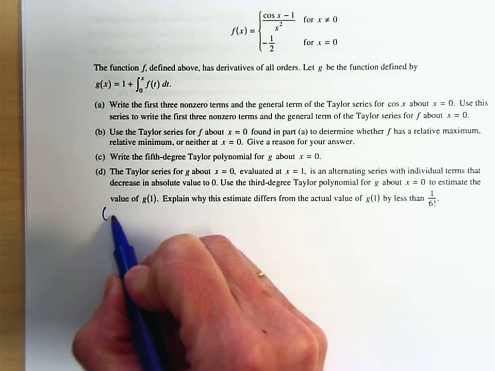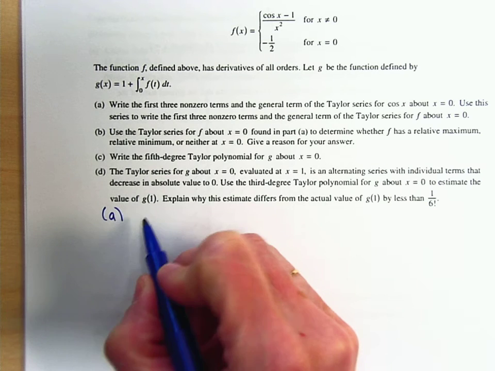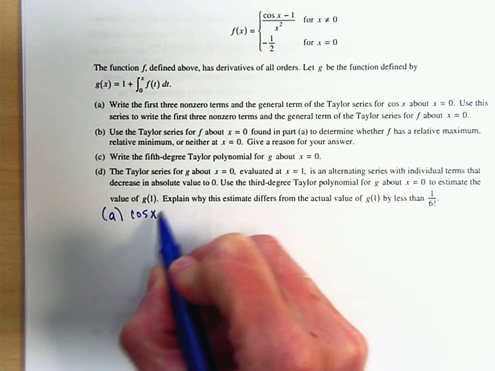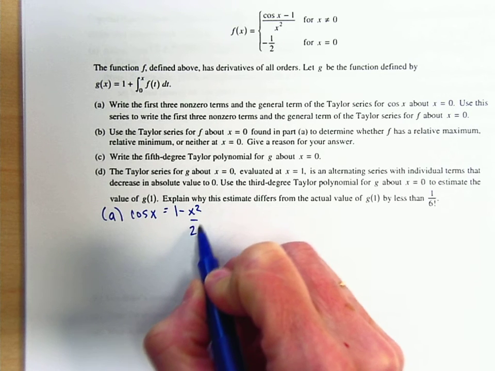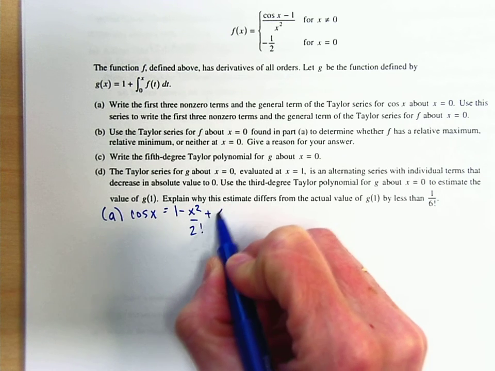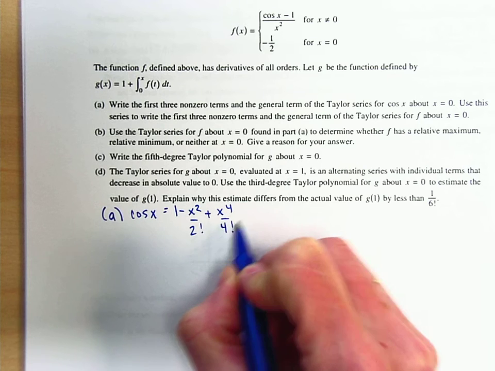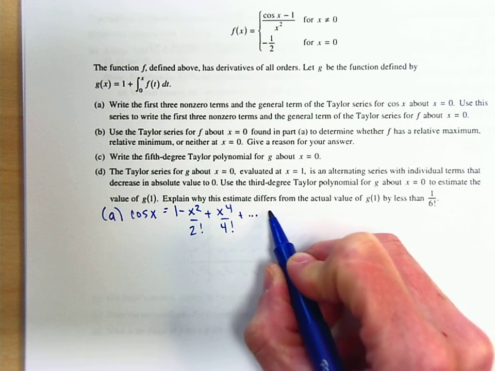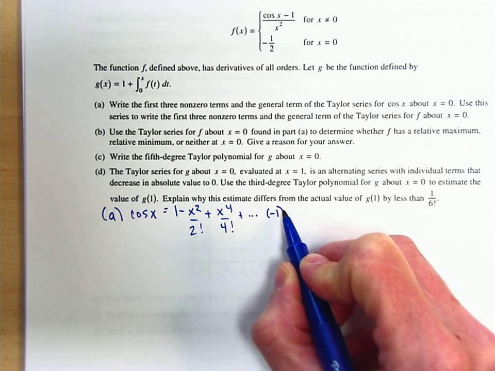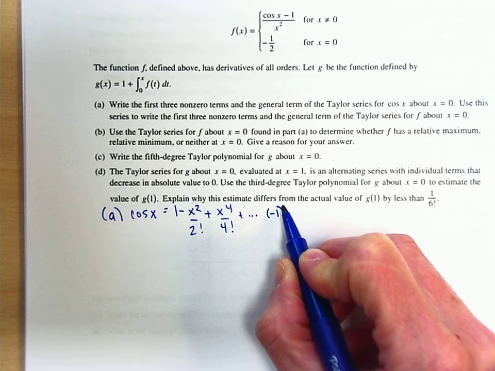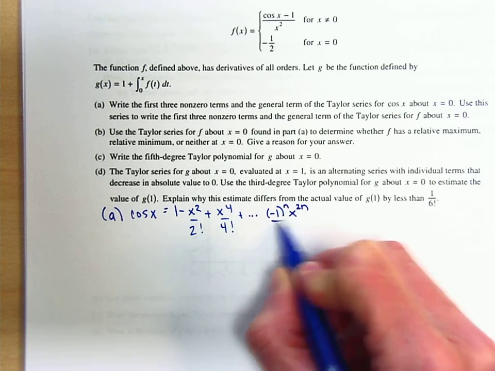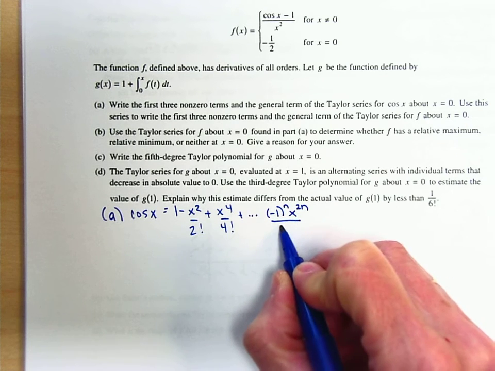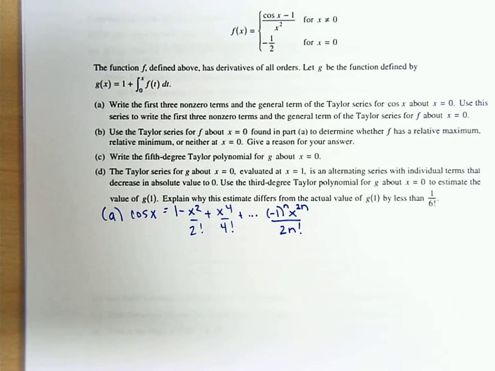Okay, so we need the cosine, the first three non-zero terms. We should be comfortable with this: 1 minus x squared over 2 factorial plus x to the fourth over 4 factorial plus dot dot dot. So this would be minus 1 to the n, x to the 2n, all over 2n factorial, is our general term.